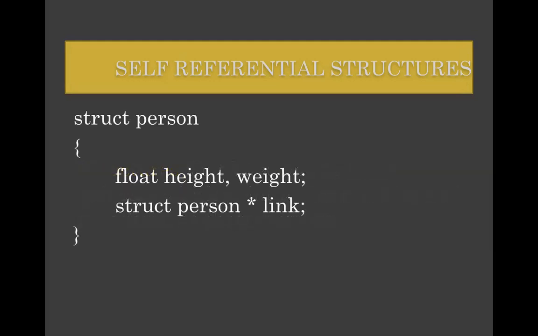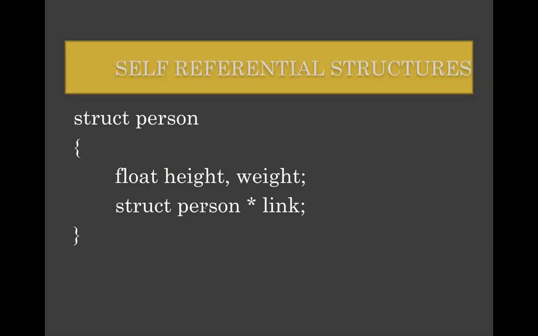Say for example, we have a structure called person which contains the other members, height and weight. In addition to it, it has a pointer member link which is pointing to the same type of structure. That is, the structure person contains a pointer member which is pointing to the same type of structure person. So person is a self-referential structure.